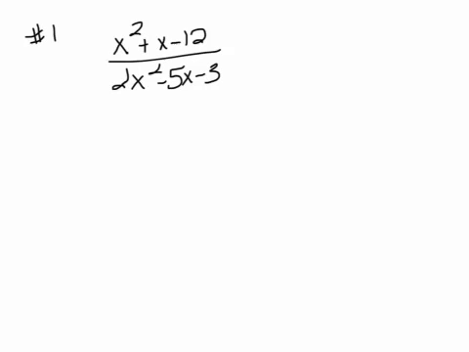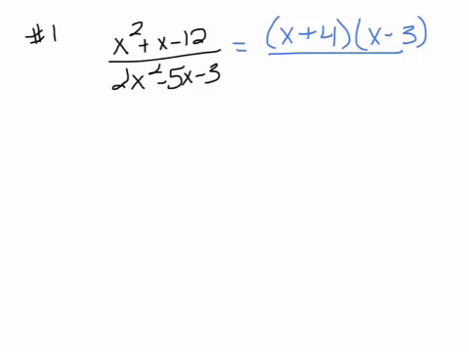The first problem, we're going to do some simplifying. So I'm going to factor the top and I'm going to factor the bottom. On the top, I get x plus 4 and x minus 3, because that will multiply to give me a negative 12, but add to give me a positive 1.